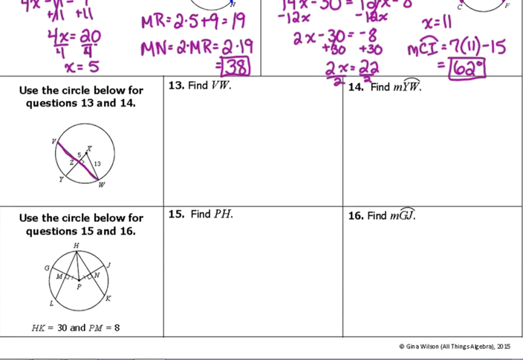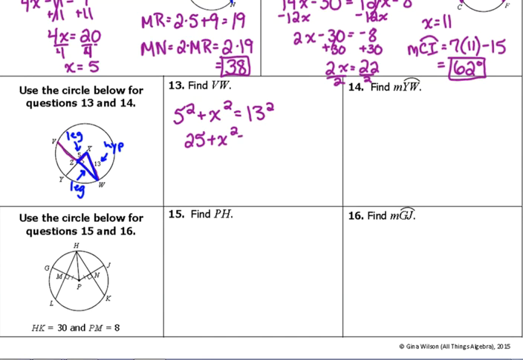Well, what information am I given? I'm given this piece is 5. This piece is 13. Do we see the little right triangle there? Let me outline it in a different color. Right triangle. 13 is the hypotenuse. 5 is a leg. We don't know the other leg. So leg squared plus leg squared equals hypotenuse squared.